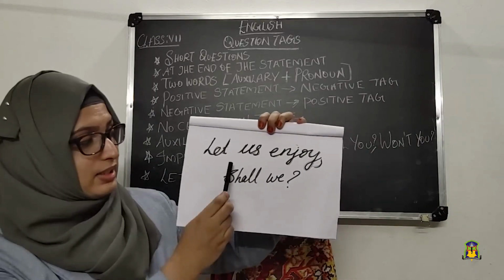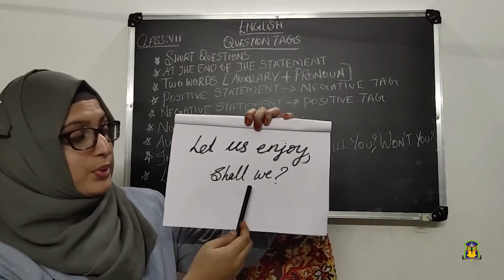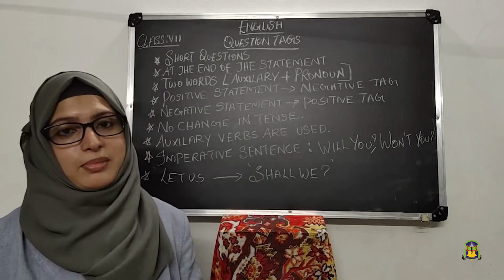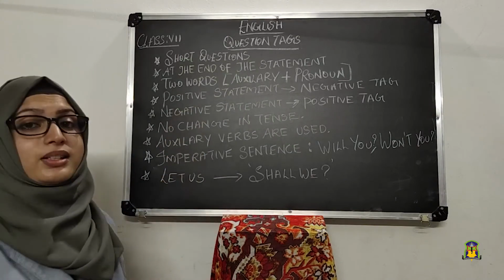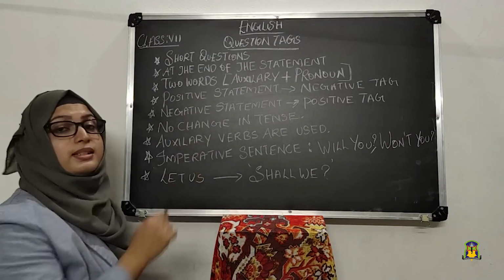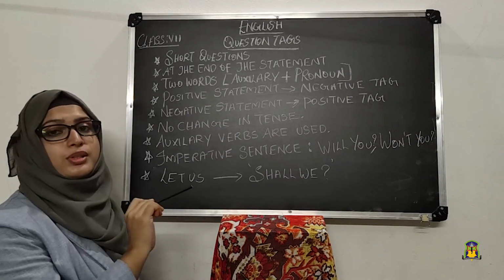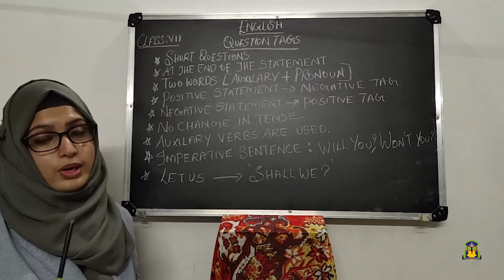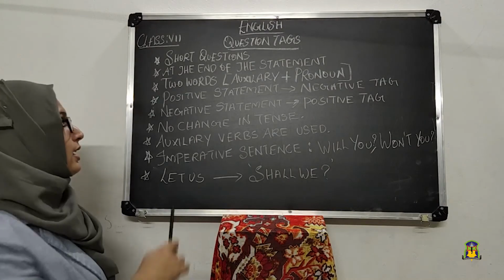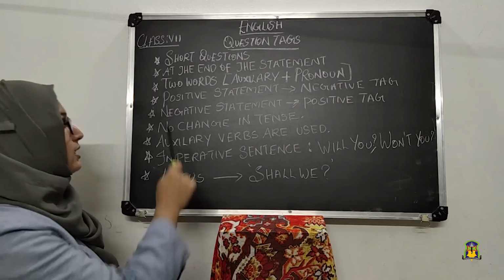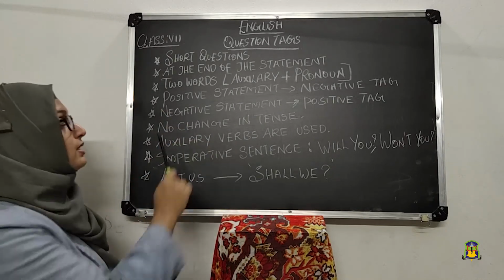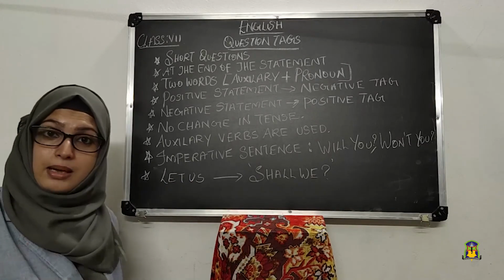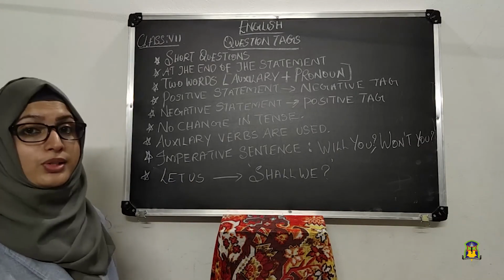Okay, clear? Dear children, let us enjoy, so we have used shall we here. So children, always keep in mind that when we are using question tags, we have to remember these points. Before using the question tag, we have to keep all these points in mind. Then only will you use the correct question tag. A question tag is like a short question. It is used at the end of the statement. It is two words, that is auxiliary plus pronoun. Even if the subject is given as a name, we have to use a pronoun.